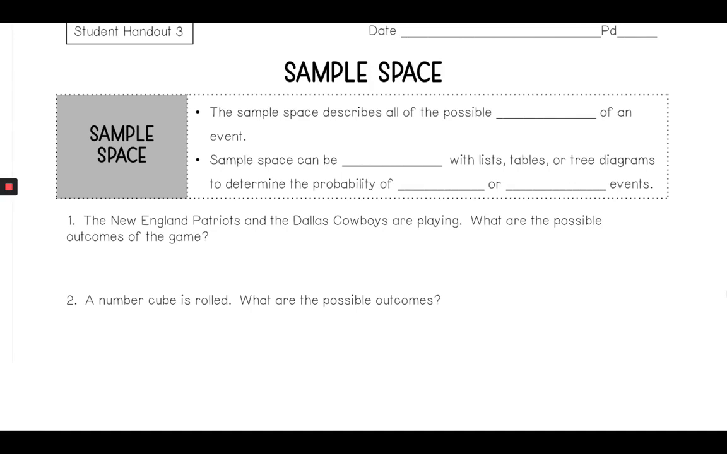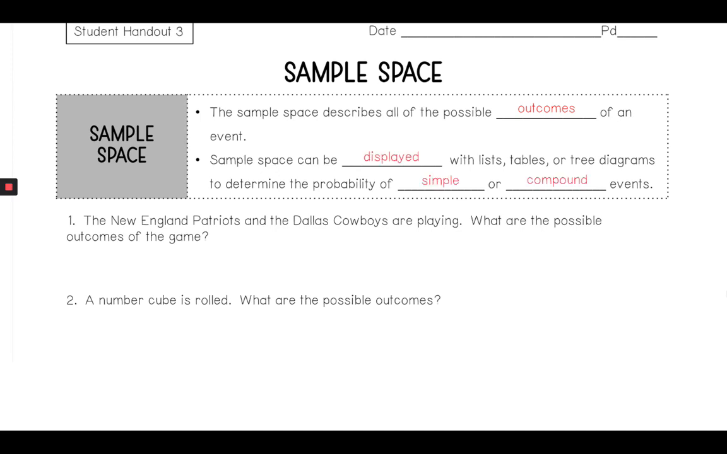Welcome back. Today we're going to go over sample space, and sample space is pretty simple. We're just going to go ahead and list a couple of things there, but to understand sample space, the sample space describes all of the possible outcomes of an event. So what that means is it describes everything that could happen in a given scenario.